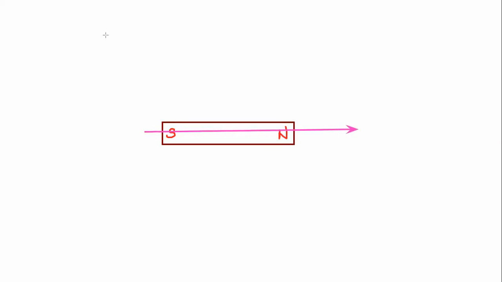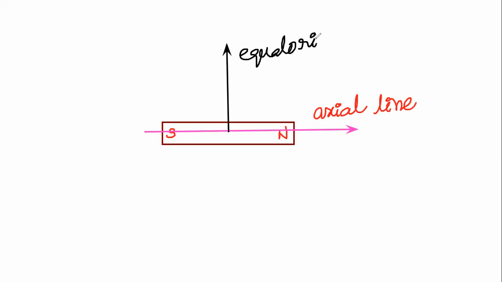So when a bar magnet is taken, the magnetic moment along the axial line. What is the axial line and what is the equatorial line? Let us suppose it's a bar magnet, considered as a South Pole and a North Pole. A straight line which passes through it is called the axial line. A straight line which is perpendicular to it is called the equatorial line. This is called the axial line and this is called the equatorial line.